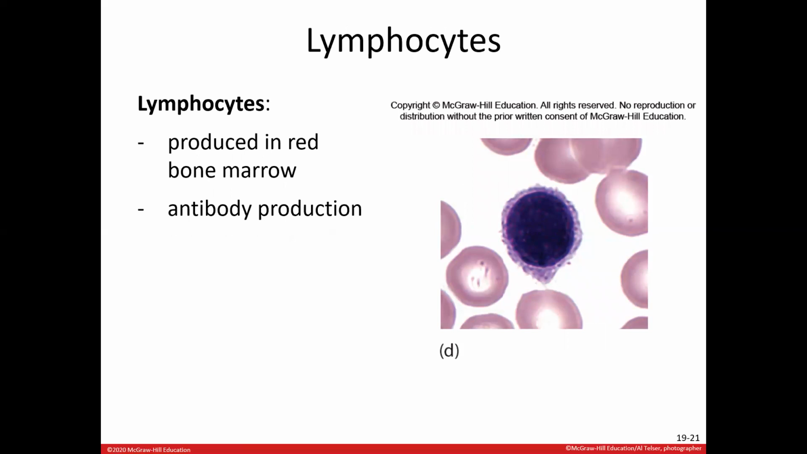Now we're talking about the agranulocytes. And the first one is your lymphocytes. These are produced in your red bone marrow, like your red blood cells. But unlike your red blood cells, they're not about carrying oxygen and carbon dioxide in the bloodstream. They're about antibody production. And antibodies are responsible for binding to foreign substances to inactivate them. So anything that's not supposed to be there and the body deems as foreign, it's going to inactivate them so they can't potentially hurt the body.